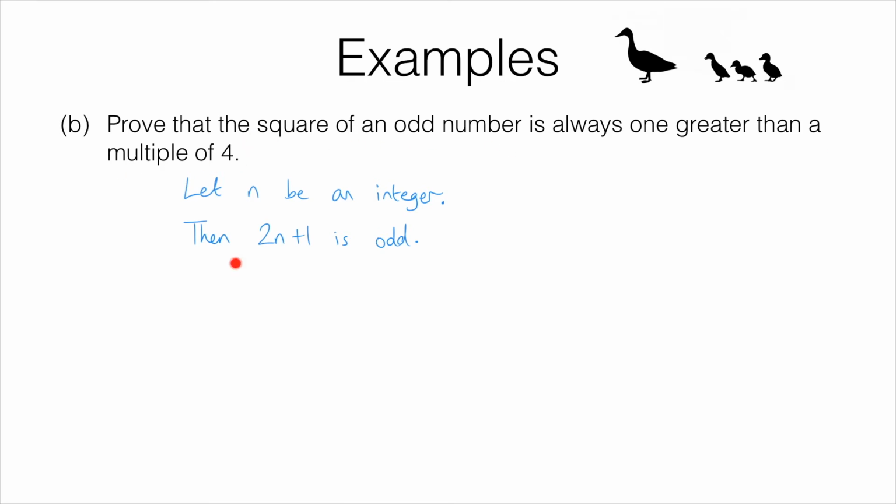So let's square this odd number. 2n plus 1 all squared is simply 2n plus 1 times itself. So that's 2n plus 1 times 2n plus 1. Now you should be comfortable expanding brackets. If you're not, check out lesson A4D. Multiplying this out is going to give us 4n squared plus 4n plus 1.